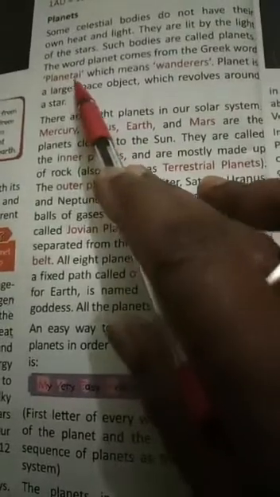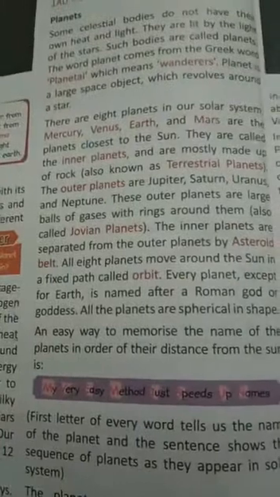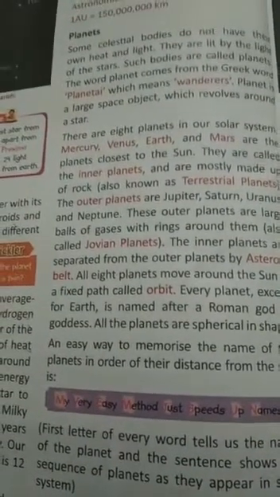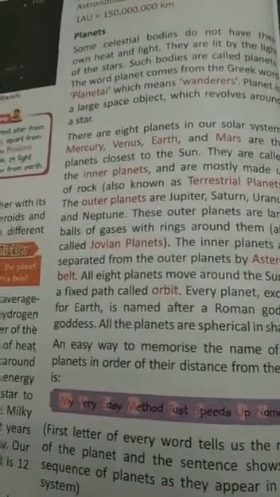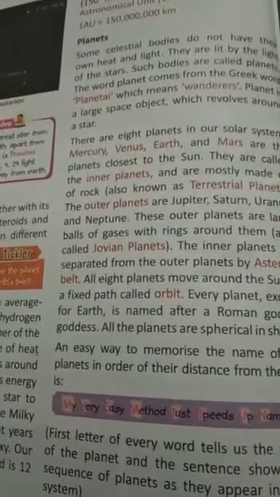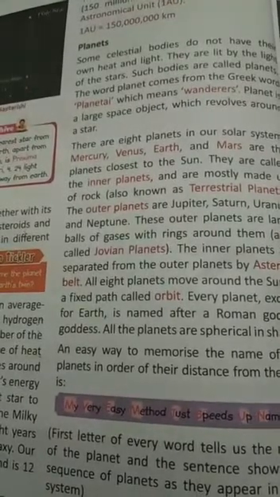Now, what does the word planet mean? The word planet has its origin in a Greek word which means wanderer. Wanderer meaning something which does not have a fixed position, which goes on and on. You can say somewhat like a gypsy, which never stays at a fixed place but keeps on moving from one place to the other.